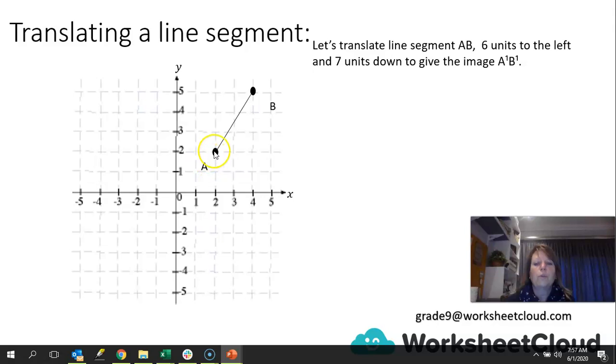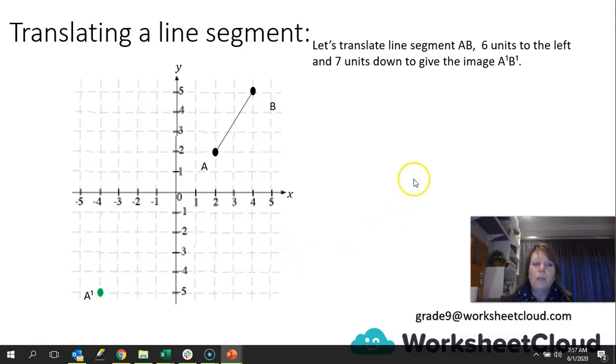The first one we're going to do is A. We're going to go 6 units to the left. 1, 2, 3, 4, 5, 6. We haven't finished yet. We're going to now go 7 units down. 1, 2, 3, 4, 5, 6, 7, and that is where our point A1 is going to be.